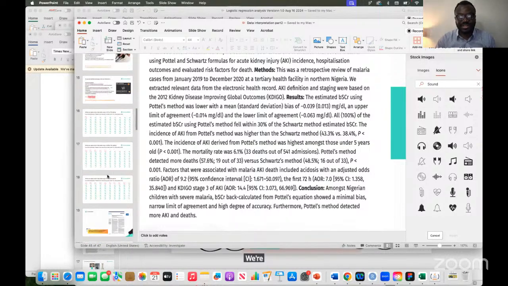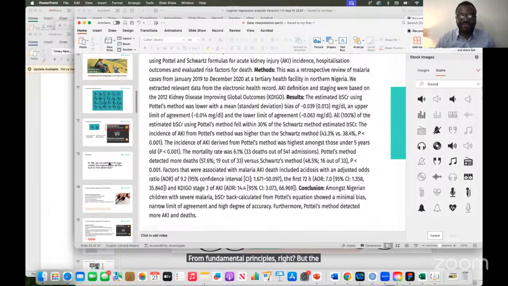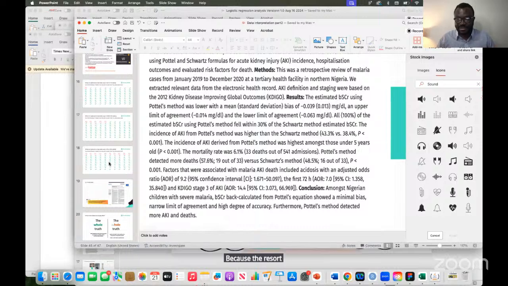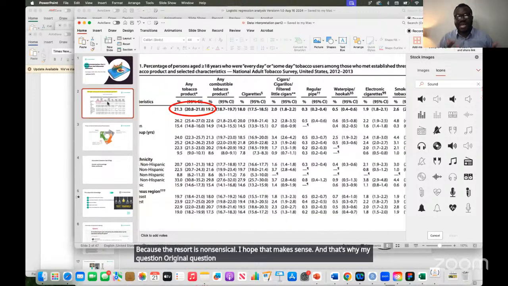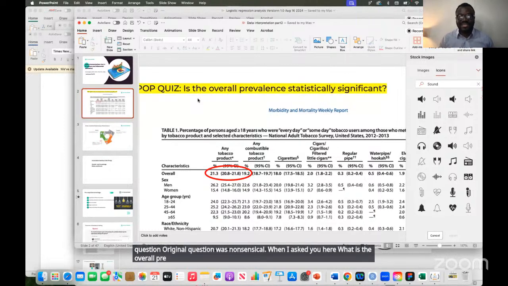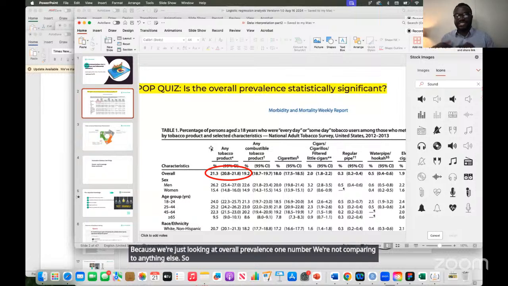We're going to talk about regression and what regression is in the first place from fundamental principles, right? But the point is, if you have a p-value, you're comparing two things. If you're not comparing two or more things and you have a p-value, something is wrong because the result is nonsensical. I hope that makes sense. And that's why my original question was nonsensical. When I asked you here, what is the overall prevalence statistical significance? That question does not make any sense because we're just looking at overall prevalence, one number. We're not comparing to anything else. So you can't talk about whether the result is significant here.